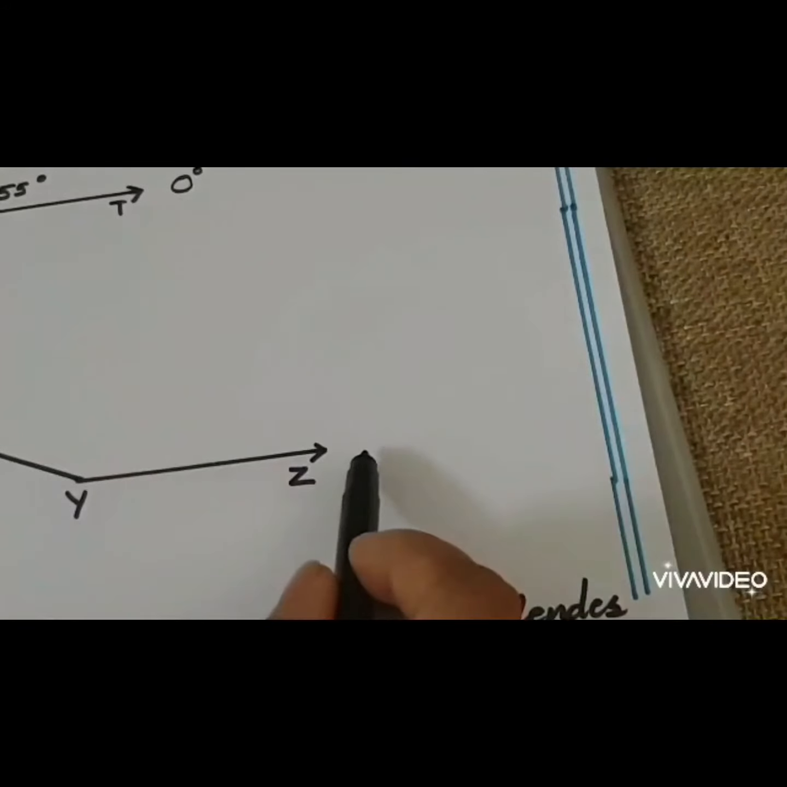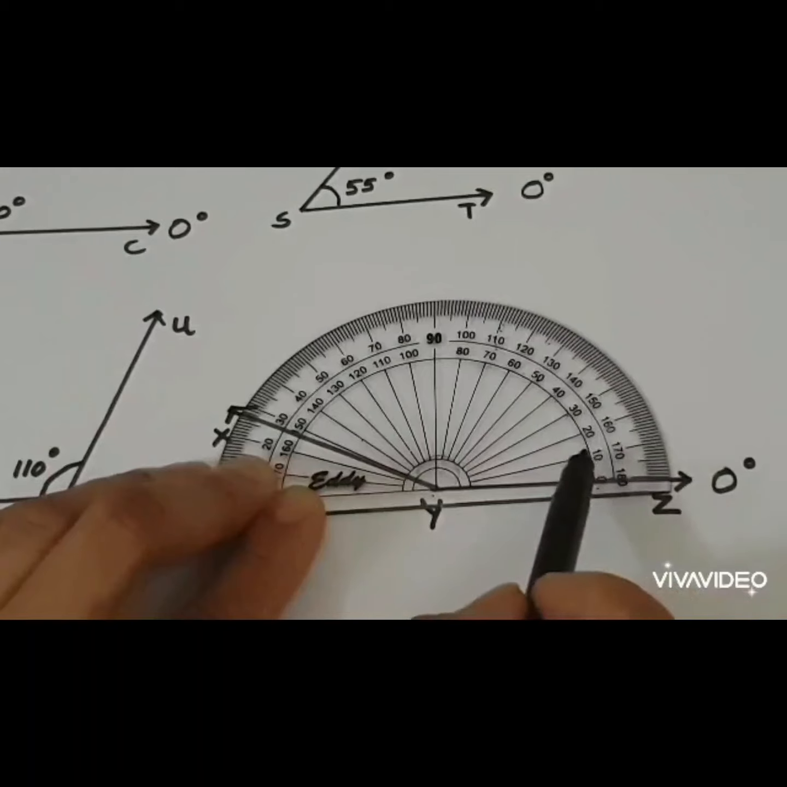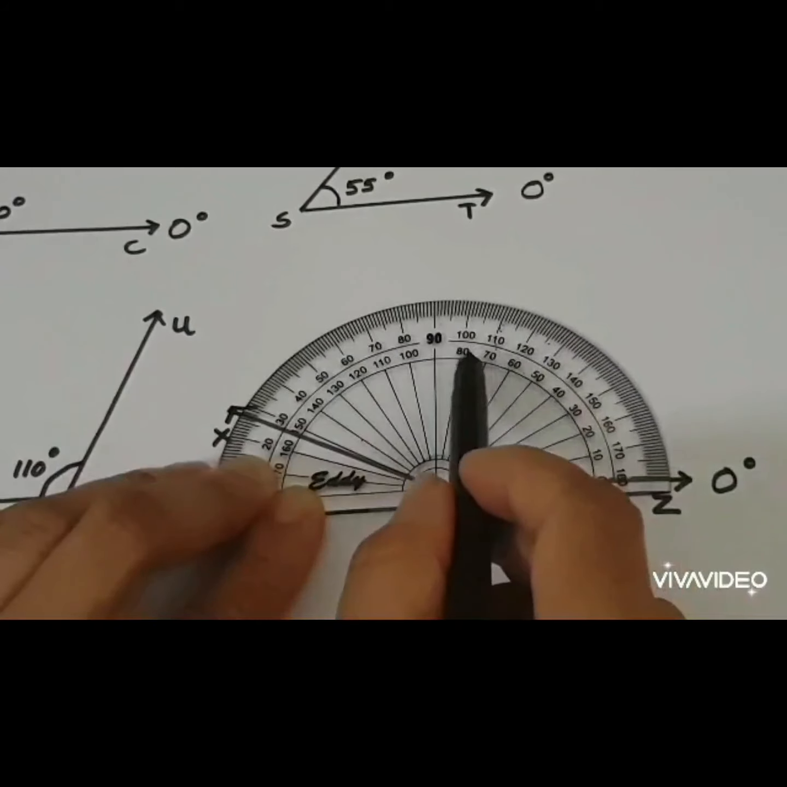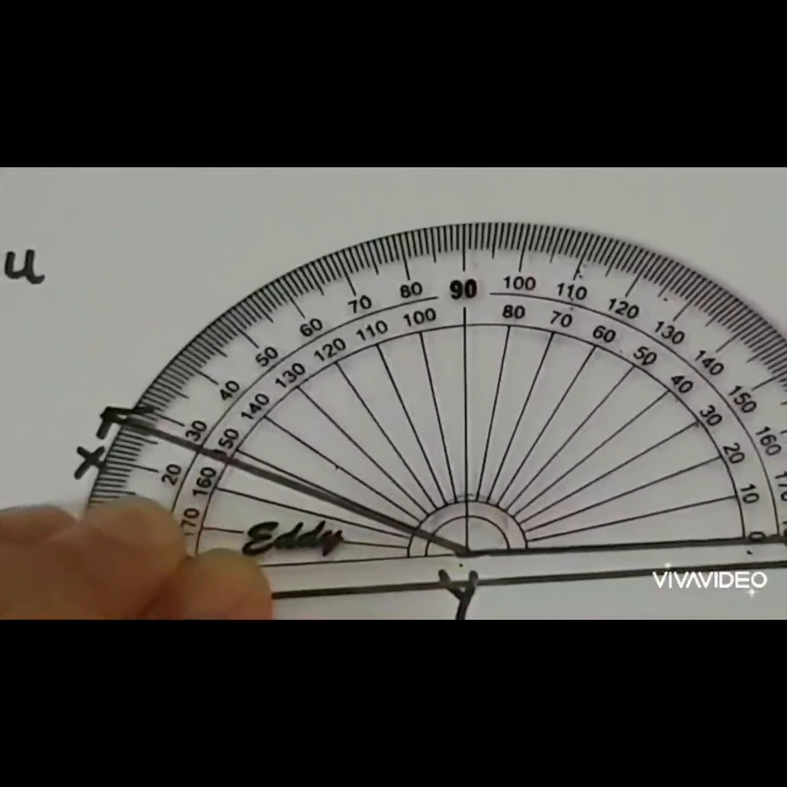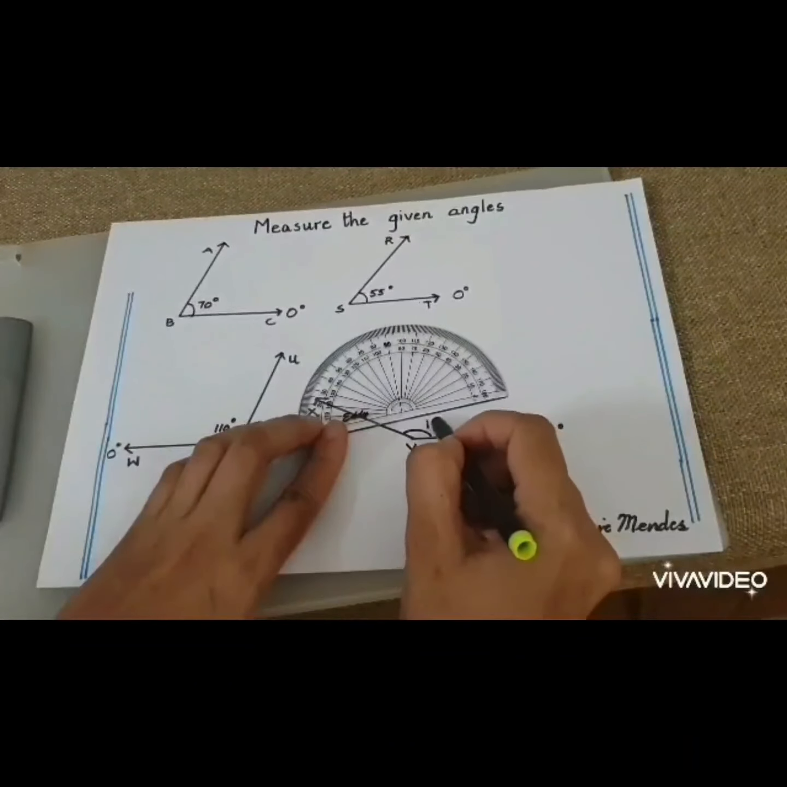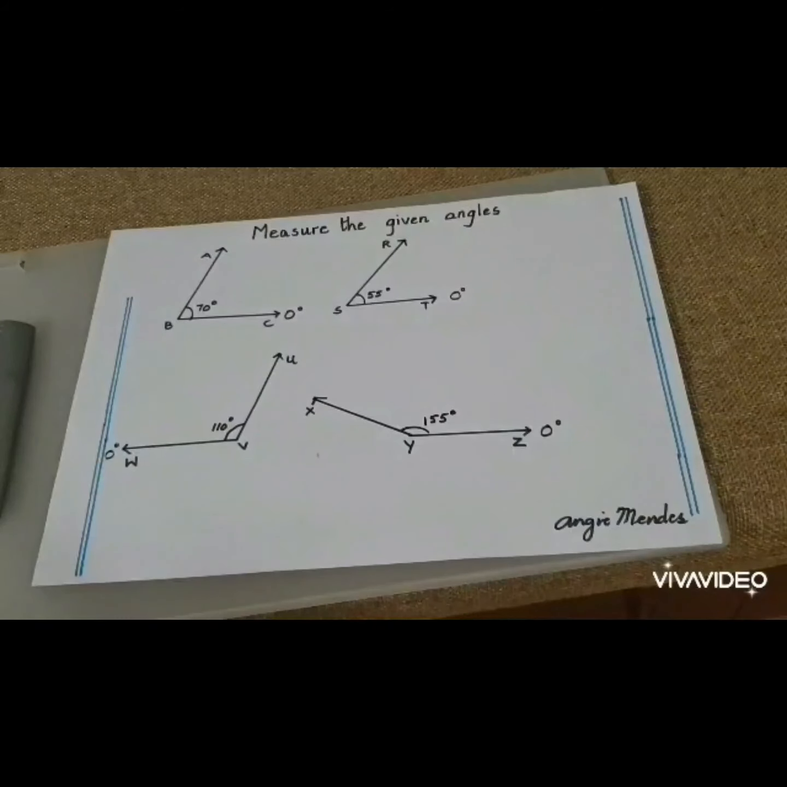In angle XYZ, now the ray is extending towards your right. So you write 0 degrees towards the right. Align the center of the protractor with the vertex of the angle. Once you have located 0 degrees on the inner scale, follow the inner scale of the protractor. Locate the angle which is aligned with the second arm. In this case, it is measure angle 155 degrees.